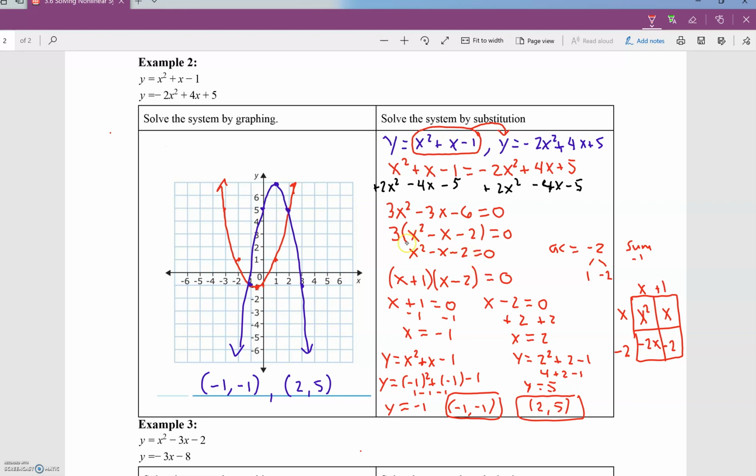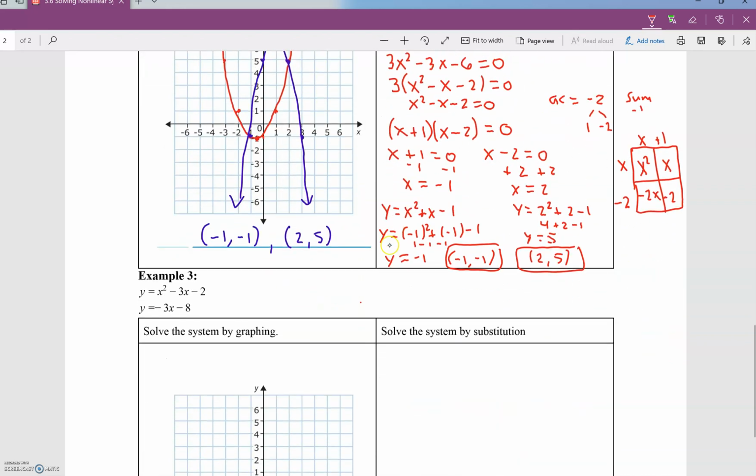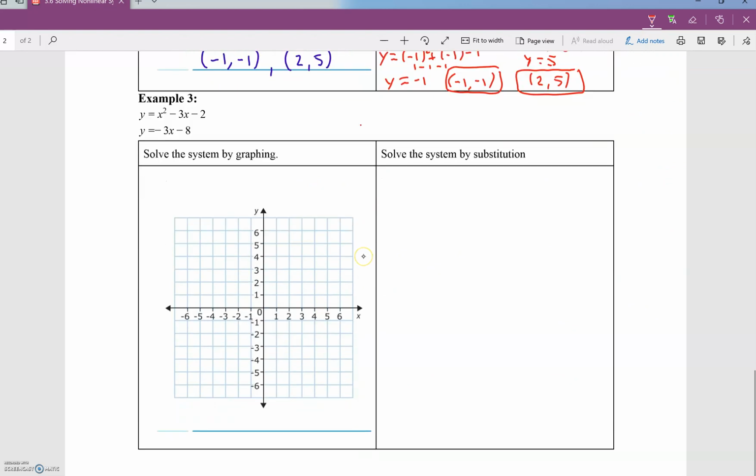All right, let's do the last one. Example 3. Once again, I'm going to go pull up my Desmos, and I'm going to graph those two equations. Y equals x squared minus 3x minus 2, and y equals -3x minus 8. If you don't have the note page and you're just doing this on your own paper, you'll need to jot those two down. I'm going to pull up my Desmos.